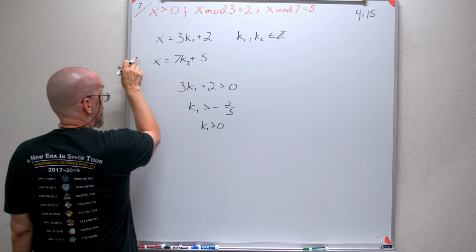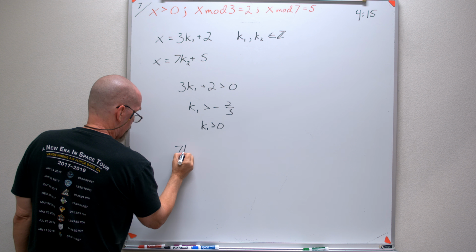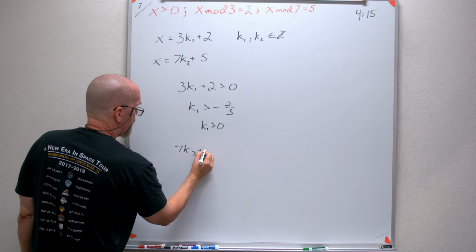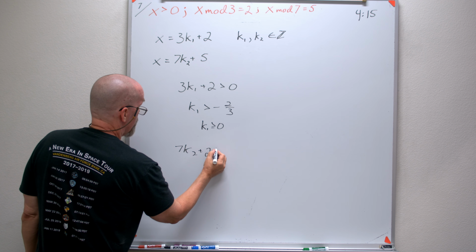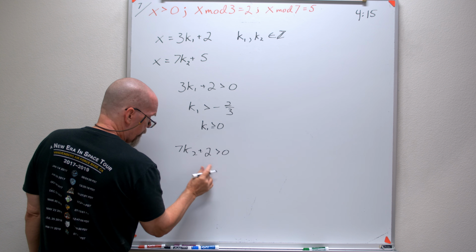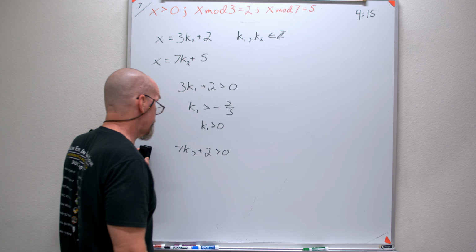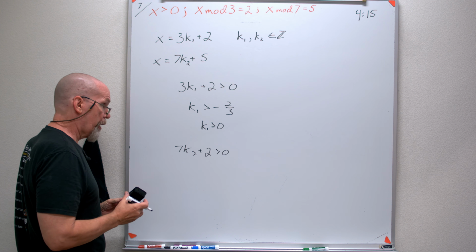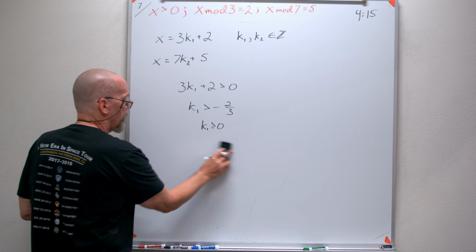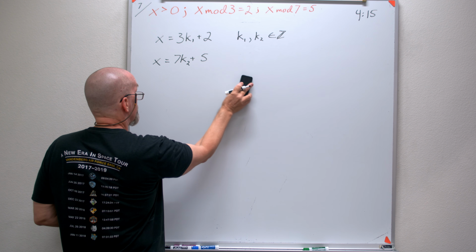And I would do the same thing with the second one. I would know that 7k2 plus 5, we're going to get the same thing out of it. It's just sort of a logical thing. I mean, you get a negative 2/7 and the first integer there is 0. So both of them have to be greater than or equal to 0. So my k's cannot be negative for this. Right, and that just kind of stands to reason.